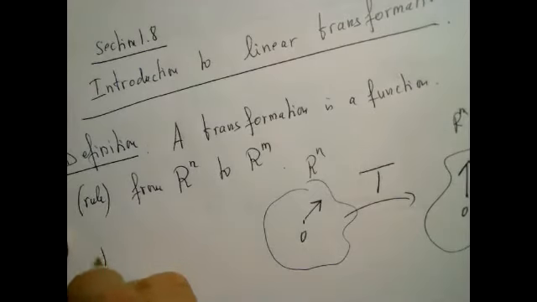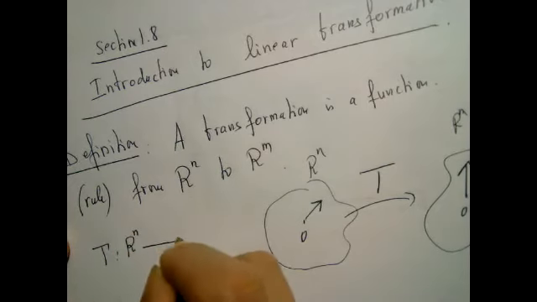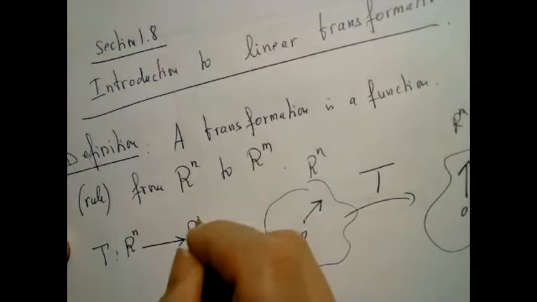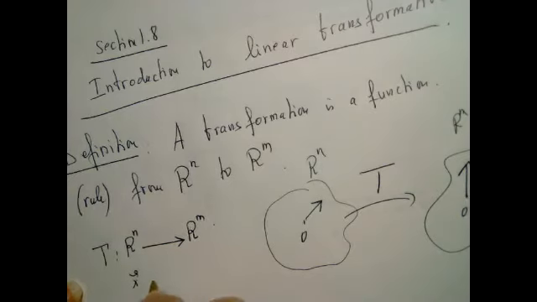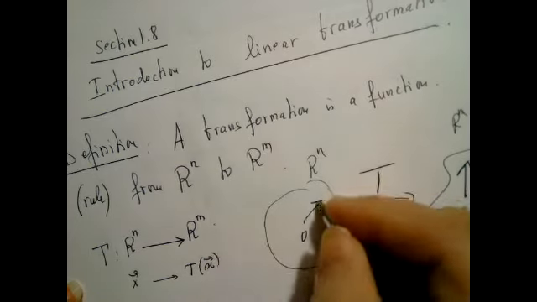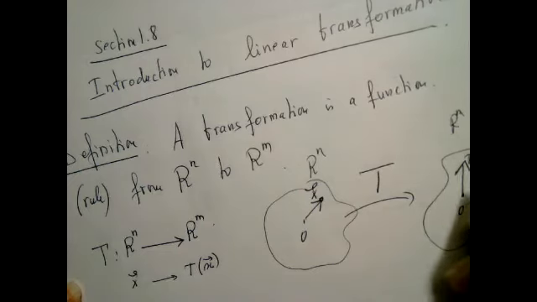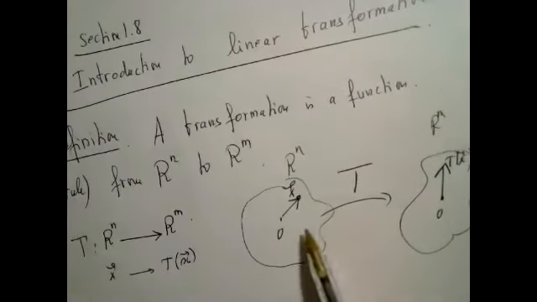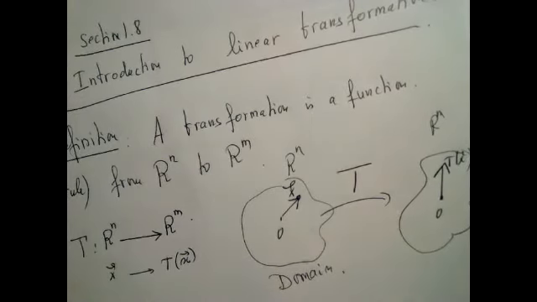So now, how do we write this? That's the notation we use. T from Rn arrow Rm. That's how we will be writing. And it takes a vector X and associates to it something called T of X. So this is my X here, and my function will take it to T of X. Rn is called the domain.